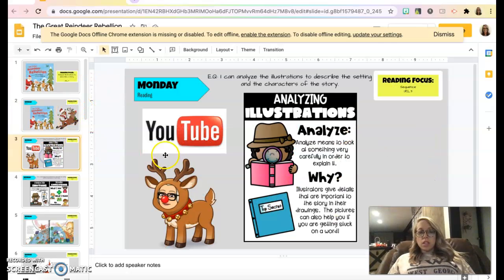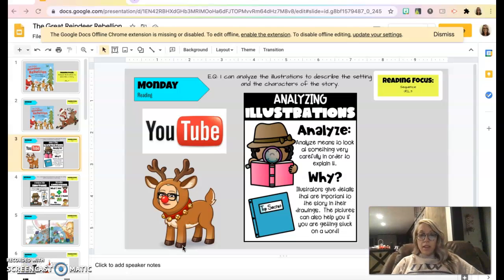So we watched a YouTube video, and I will link it for you to watch, about how we can use the pictures in the story to help us describe the story without using the words. So our goal is that I can analyze and illustrate to describe the setting and the story.